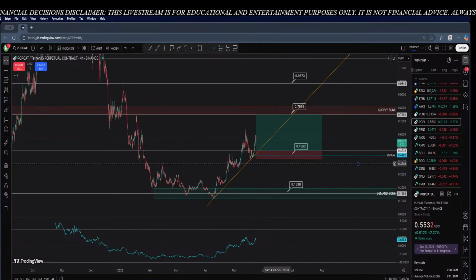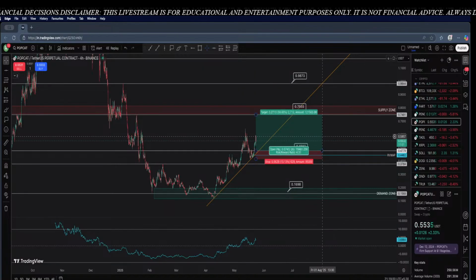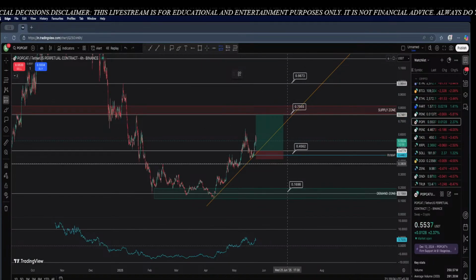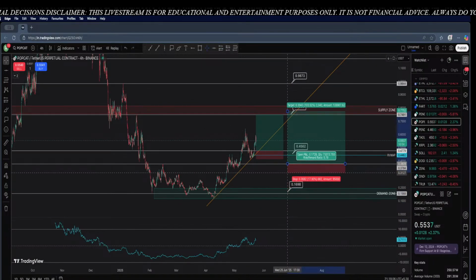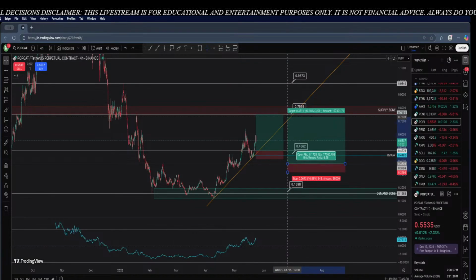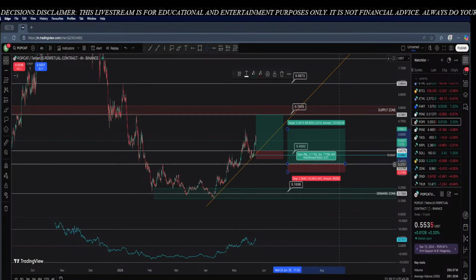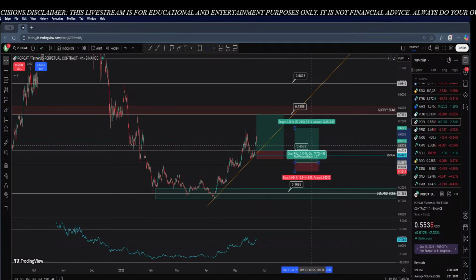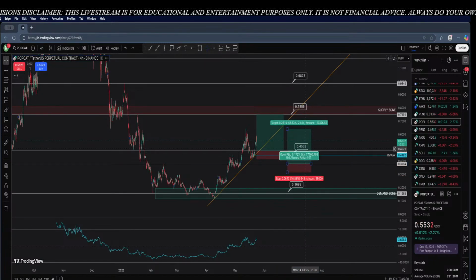Of course, if the price comes into this zone, you do have another additional opportunity to take a long. So let me set up another opportunity like so. And I put this as my low and target this high. That would again give me a 4-hour trade. So these are my two trade opportunities for Popcat.